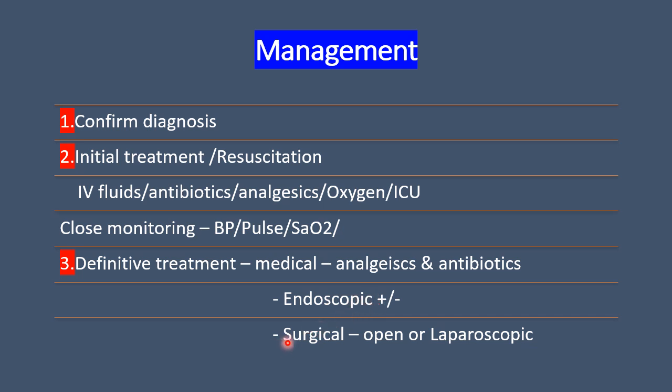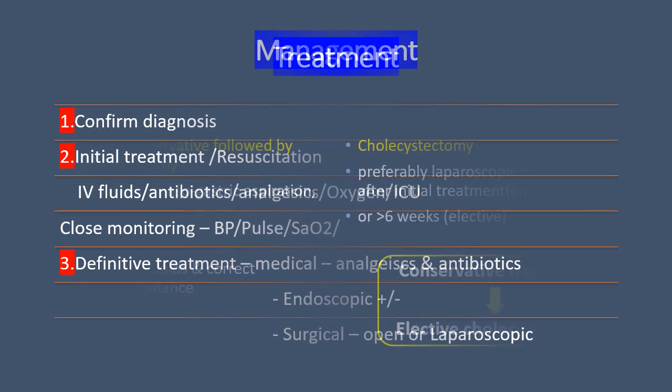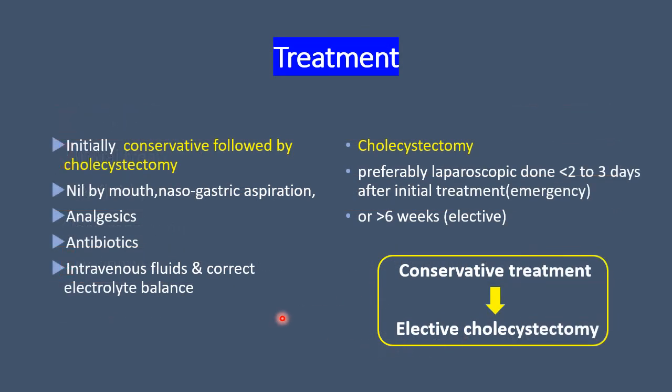These patients need surgery. They need cholecystectomy, which can be either open or laparoscopic. So here is a summary of the treatment: initially conservative, followed by cholecystectomy. These are all the conservative treatment. Cholecystectomy is preferably done within the first 2 days if necessary.